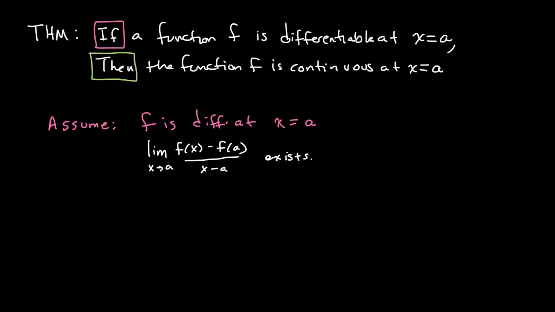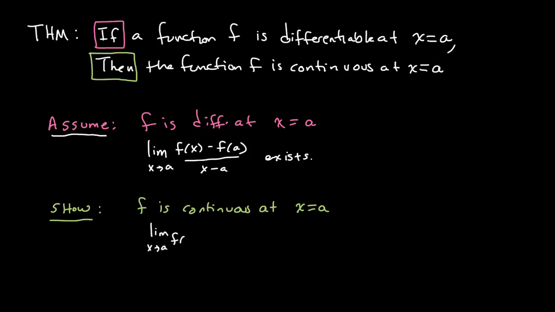I assume that that exists, because that's the hypothesis, or the "if" portion, of our theorem. And so now we want to show, this is the burden of proof, that f is continuous at x equals a. Now, what does that mean for a function to be continuous? Well, we've dealt with this at length. That means that the limit as x approaches a of f of x equals f of a. So assuming the pink should lead to the green.